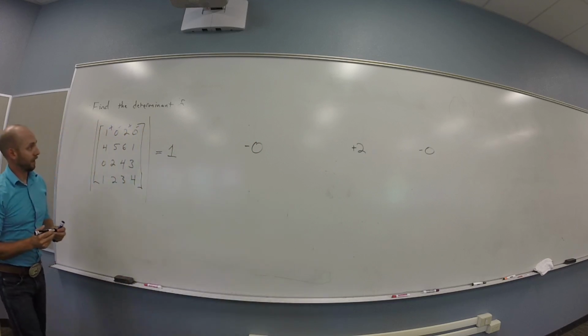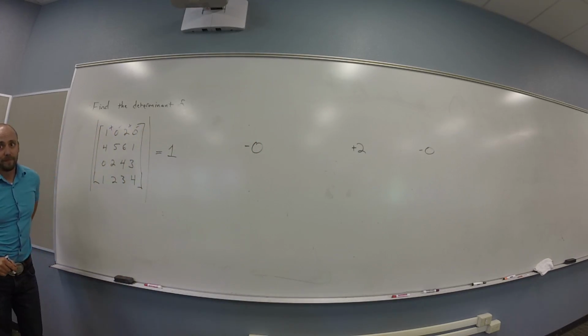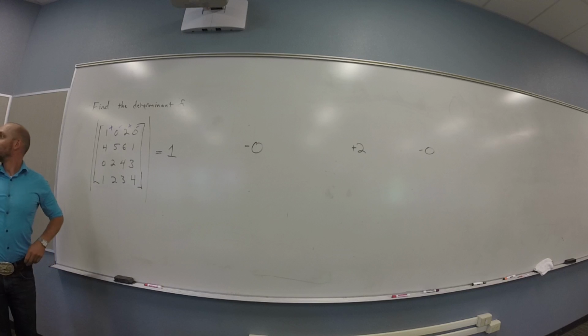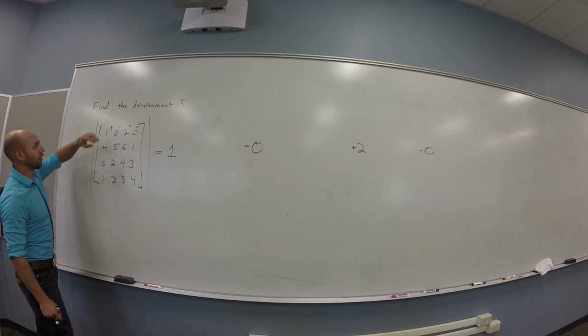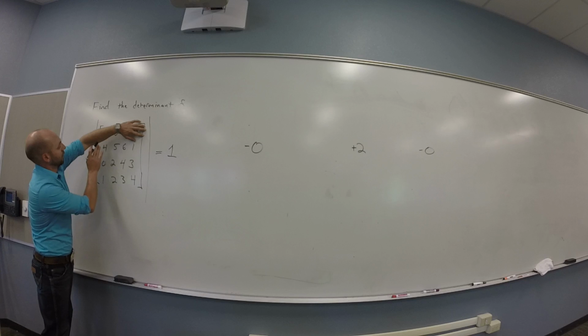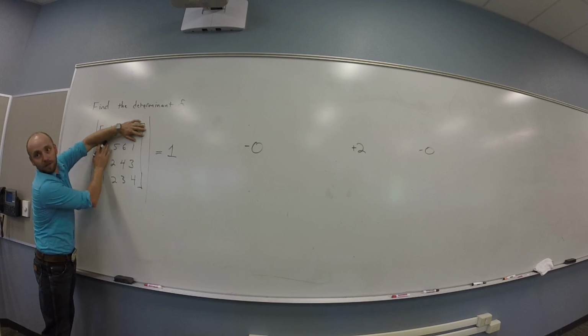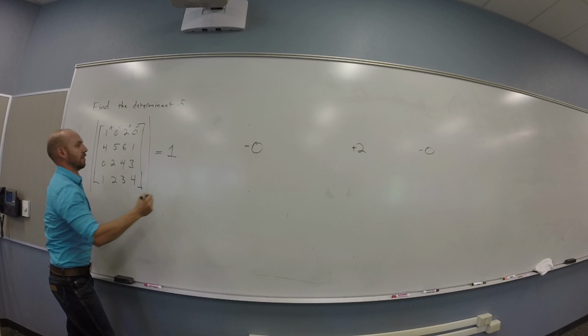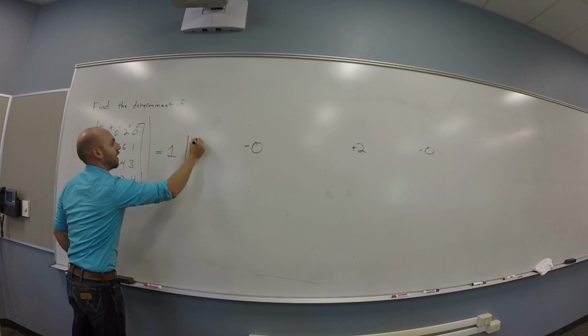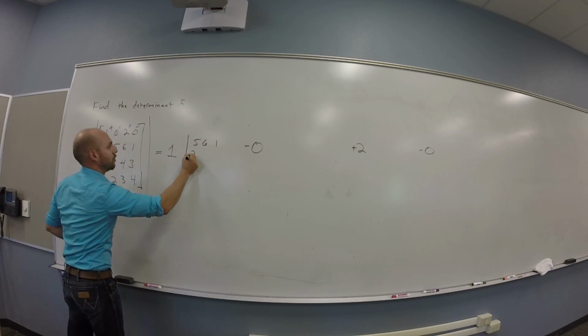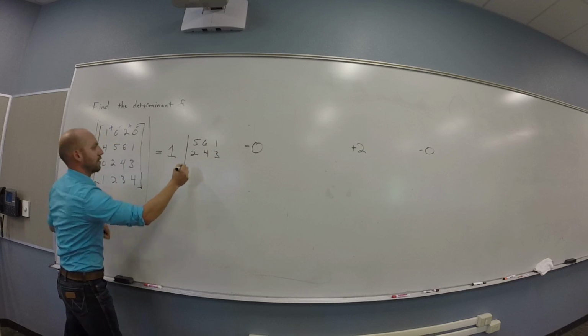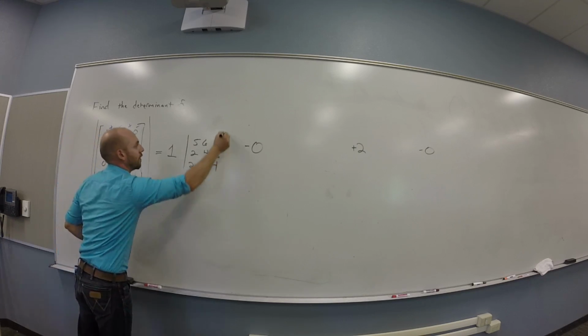Okay. Now what? 3 by 3 inside them. Perfect. Cover up a row and a column, right? That 1's in row, column. So I'm left with a 3 by 3. You guys see that thing? Yeah. Okay, so that's 5, 6, 1, 2, 4, 3, 2, 3, 4. Yuck.